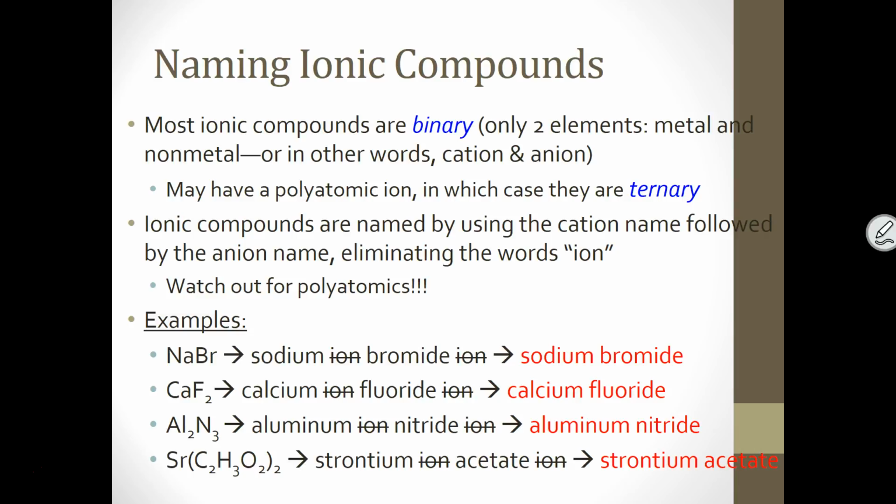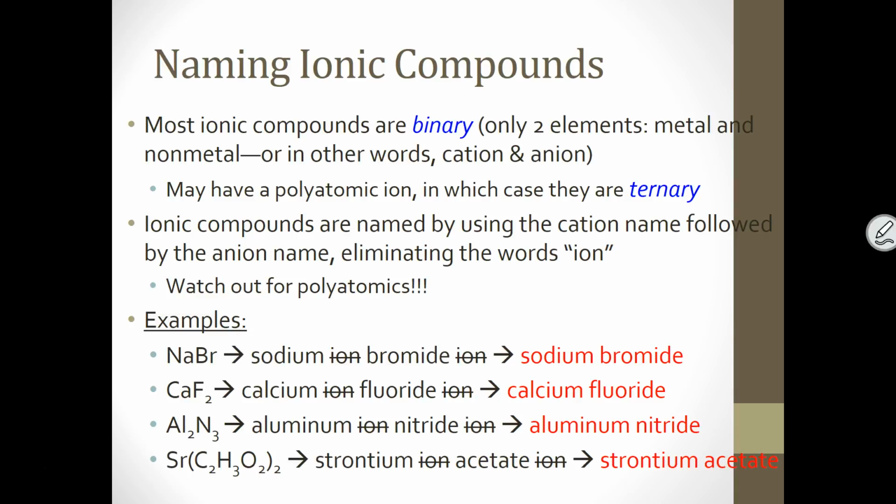And anytime you have a polyatomic ion, that compound is known as a ternary ionic compound, meaning it has 3 elements in there. Because most polyatomic ions are made up actually of 2 elements. And so 3 elements total in the entire compound. So the way we name ionic compounds is just like we named the individual monatomic ions. So we're going to name the cation, and then we'll name the anion, but we're just going to eliminate the words ion from the name. Once again, watch out for polyatomic ions.